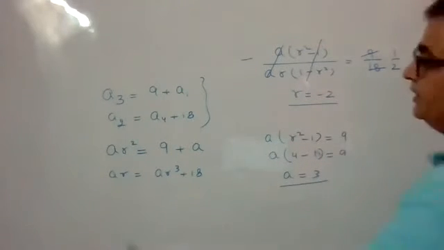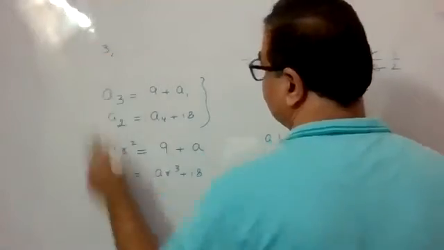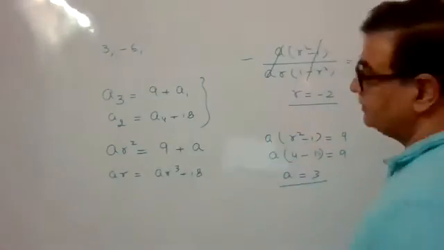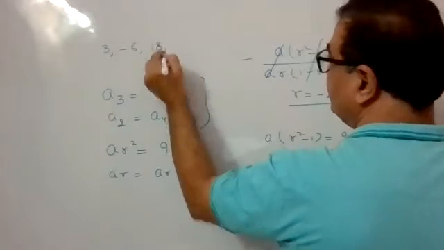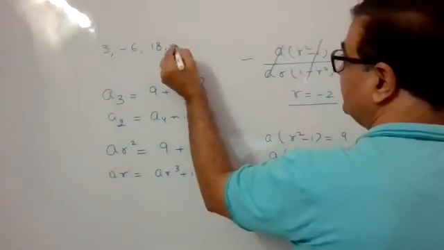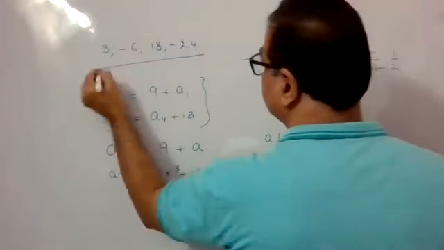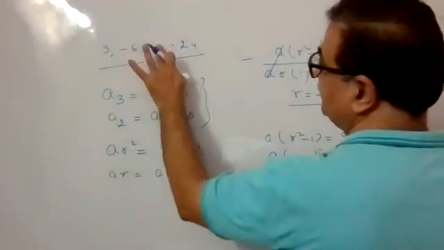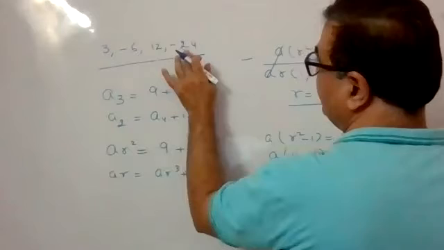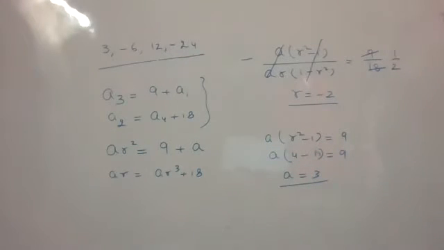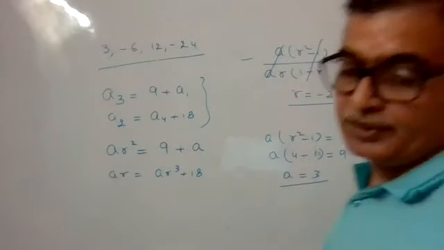What are the numbers here? First is 3. Second is -6. Third is plus 18. Sorry, common ratio is -2, so it will be 12, and then -24. Okay. 3 minus 6 plus 12 minus 24.